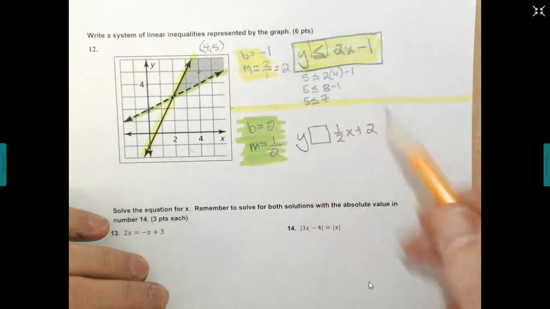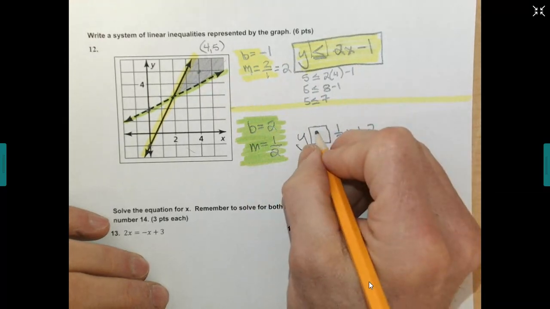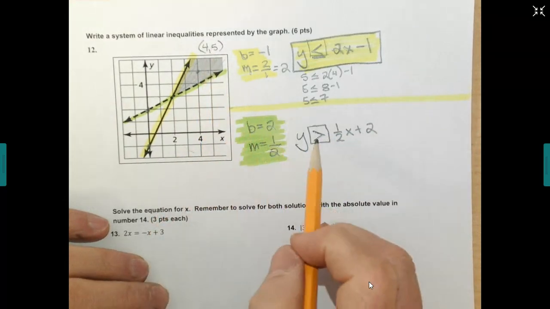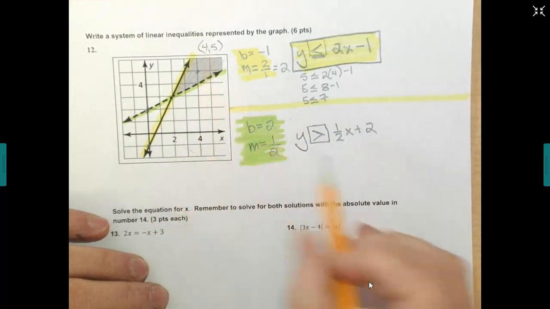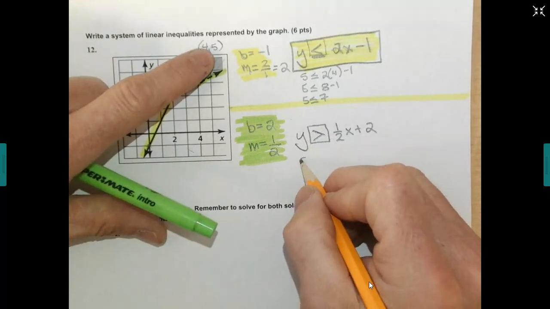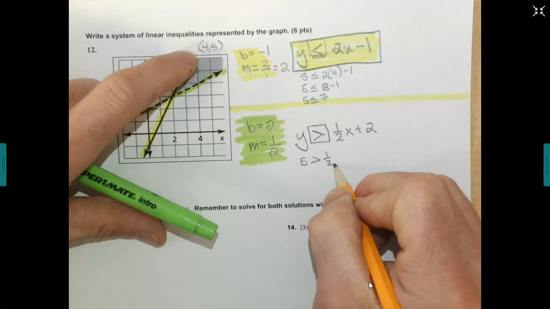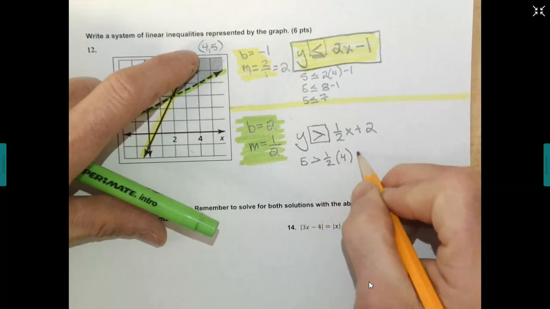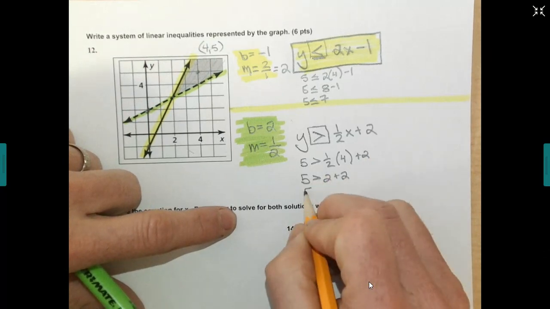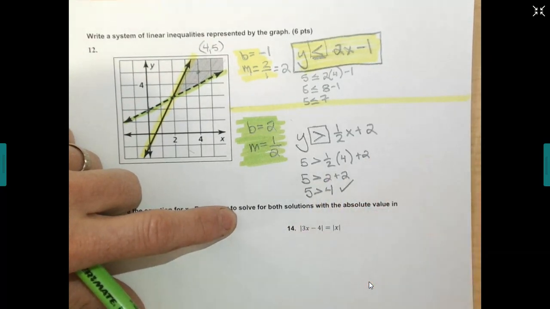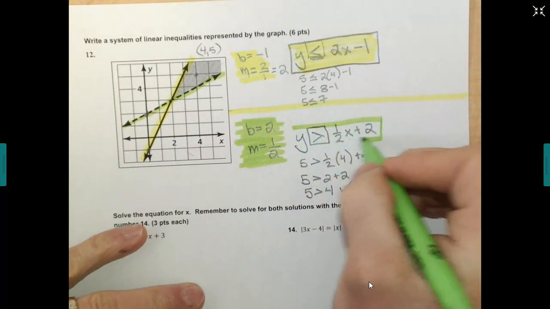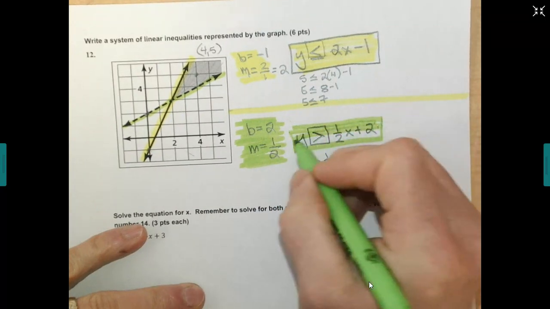So you know what? I'm going to try the same 4, 5. So I'm going to say, let's try greater than. If this works for this, then it's our solution. If this does not work for this, then we're going to have to do less than. So our y value is 5. It's greater than 1/2 times 4 plus 2. 5 is greater than 2 plus 2. 5 is greater than 4. So that checks out. So that is our linear equation for a green line.